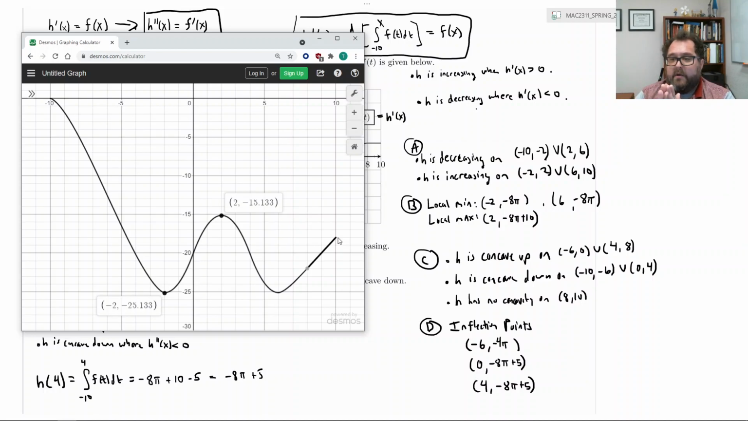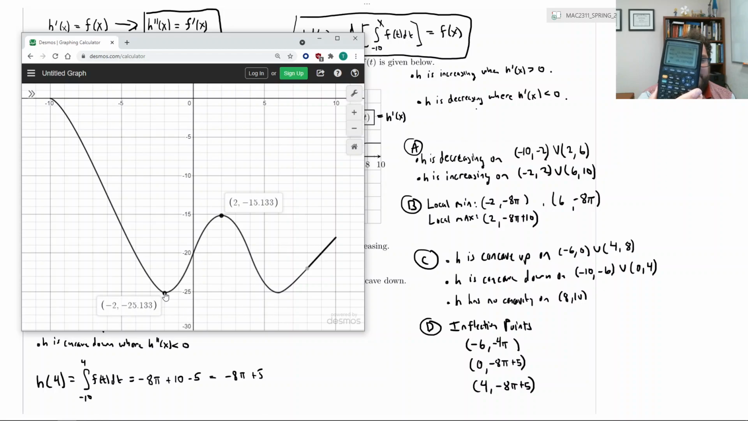Now what about our extrema? Okay, we said we had a local minimum at negative 2, negative 8 pi. So I guess the question is, what is negative 8 pi about, because Desmos rounds those irrational numbers. So let's see, is negative 8 pi about negative 25.13? Yeah.